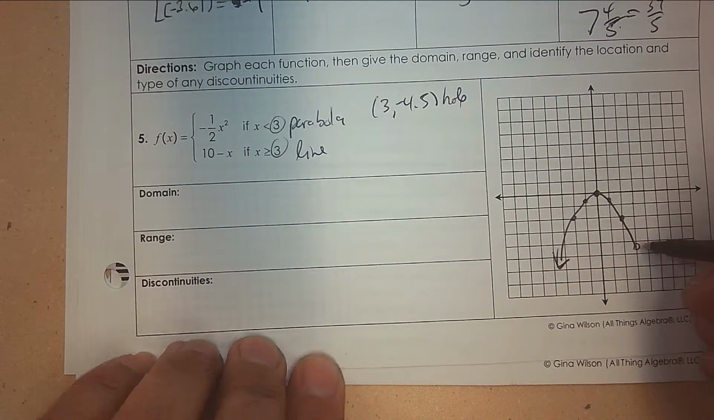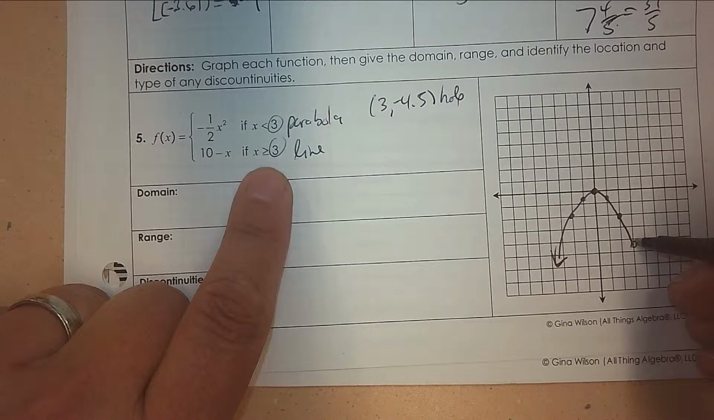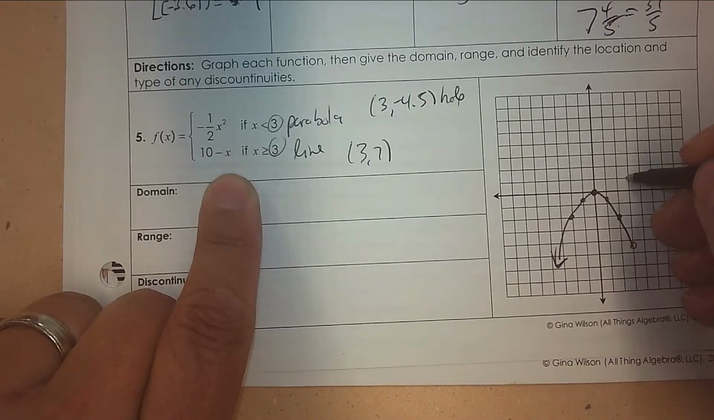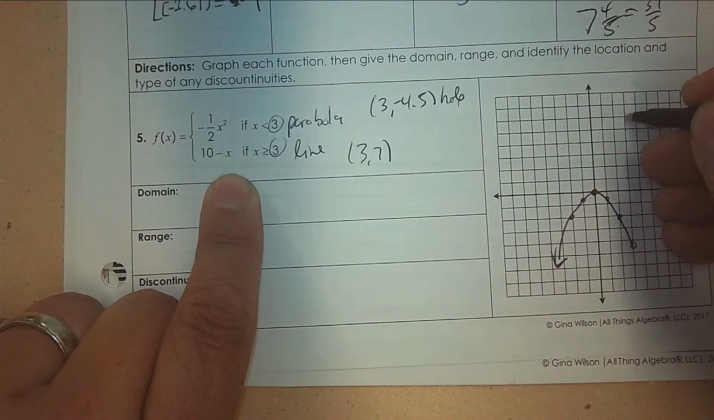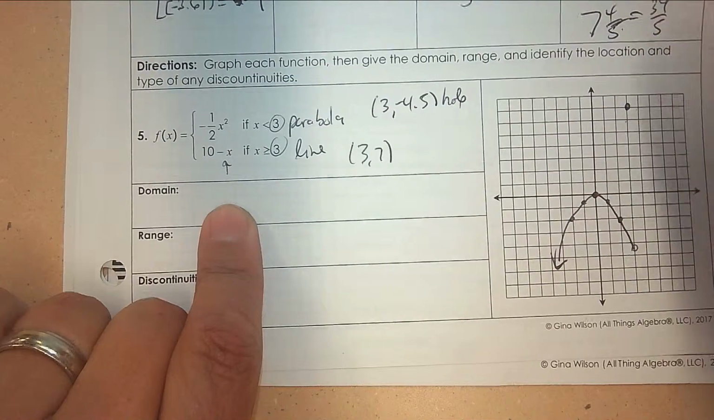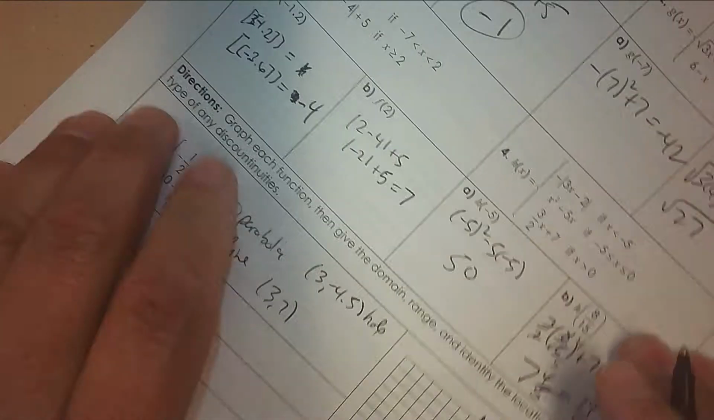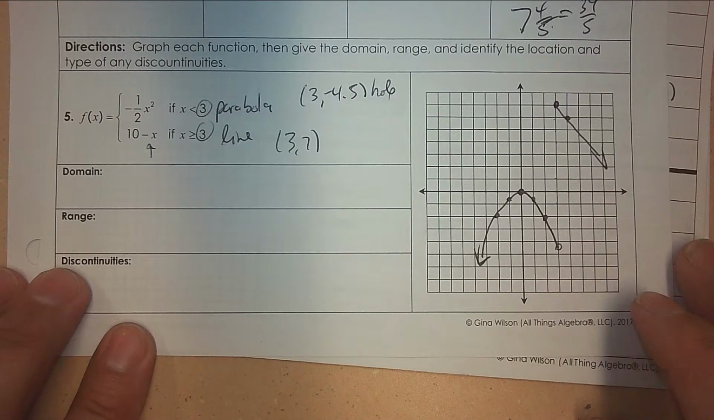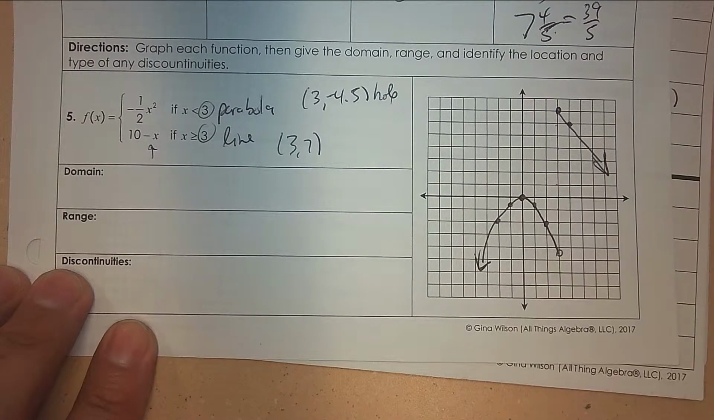The bottom piece is easier. It's a line. Plug in 3 and you get 7, and it's a point. And the slope is down 1 and to the right 1. And that's it. So draw a line, down 1 and to the right 1, and that's it.